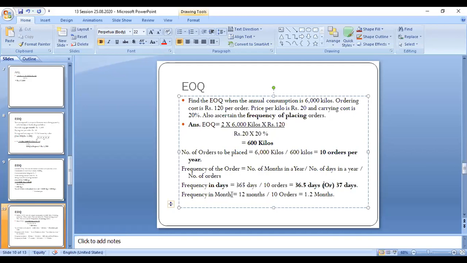Then if you want that calculation for the frequency in months, you calculate 12 months divided by 10 orders, which is 1.2 months. So this is the answer for this one. Okay, take a screenshot, you can write it down in your notes.